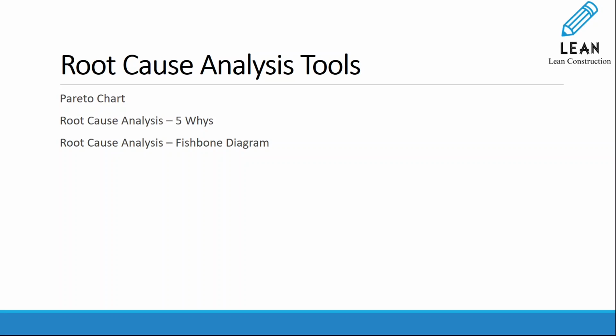There are several techniques used in root cause analysis, including Pareto chart, five whys, and fishbone diagram. These tools help us to analyze data and information, ask the right questions, and identify the most probable cause of a problem. We will explore these three techniques and how they can be applied in real world scenarios.